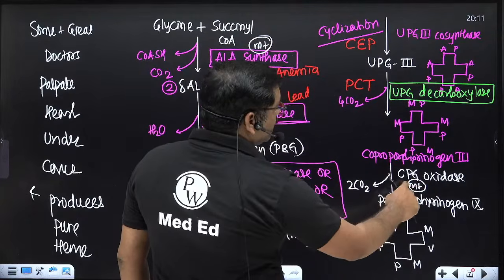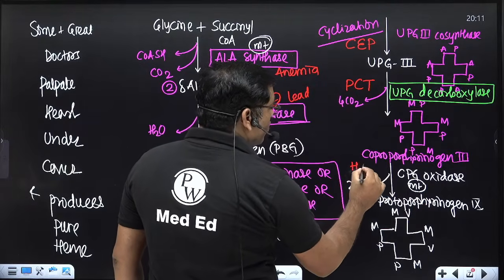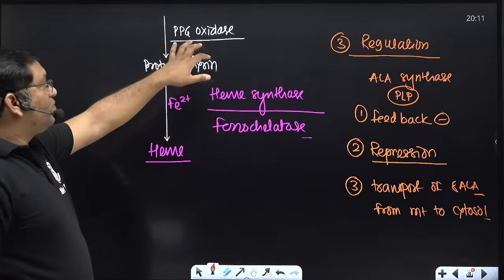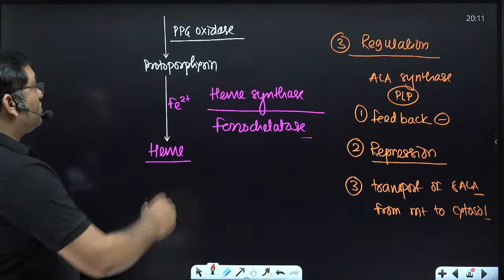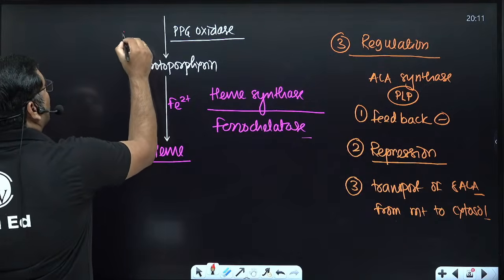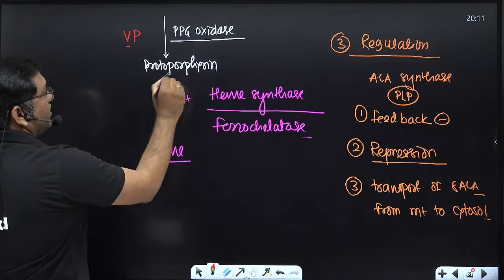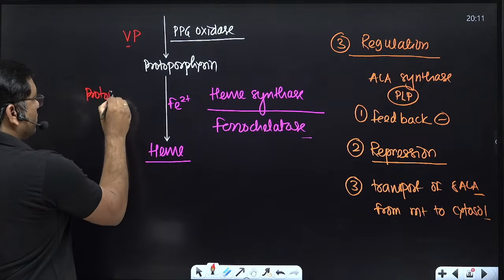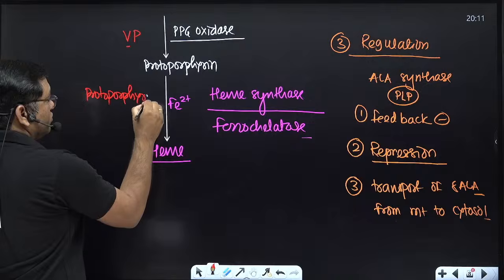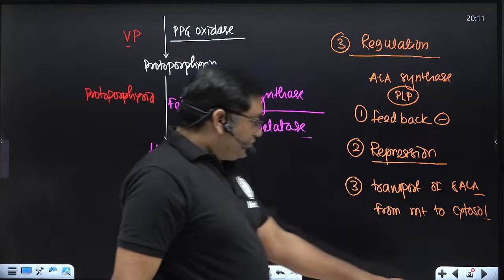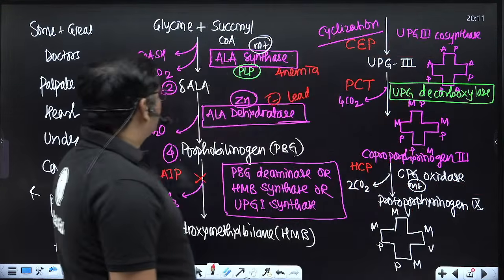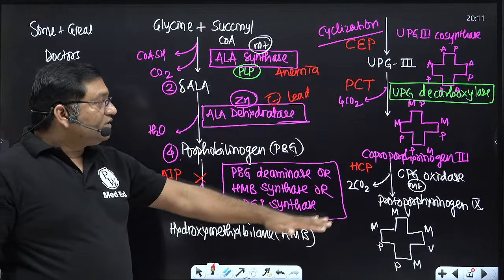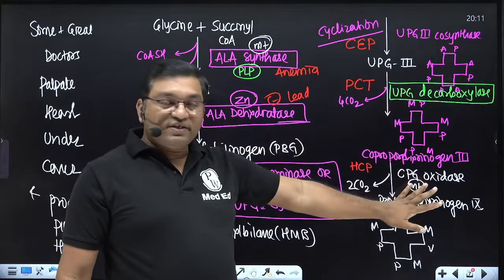Then coproporphyrinogen oxidase defect causes hereditary coproporphyria. Protoporphyrinogen oxidase defect causes variegate porphyria, and ferrochelatase or heme synthase defect causes protoporphyria. So for all the defects from here downward, there is photosensitivity.